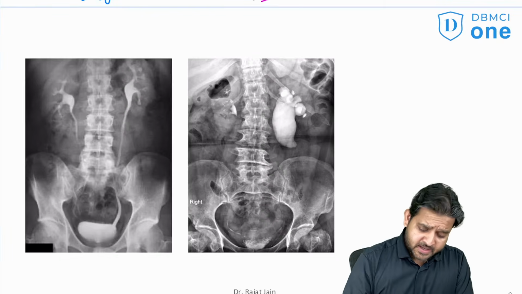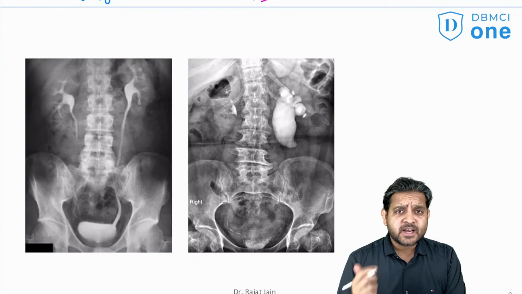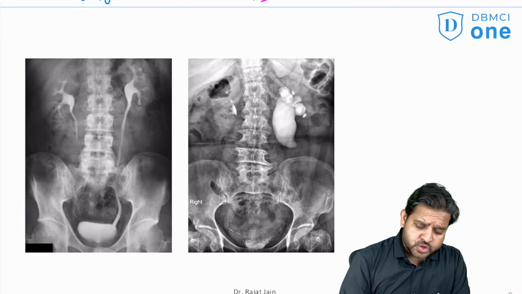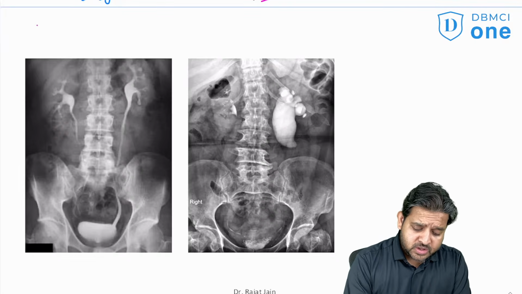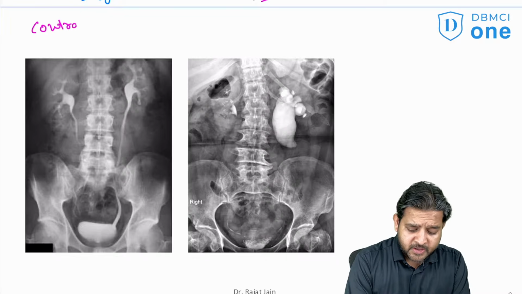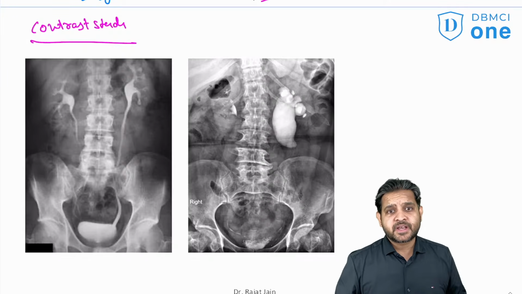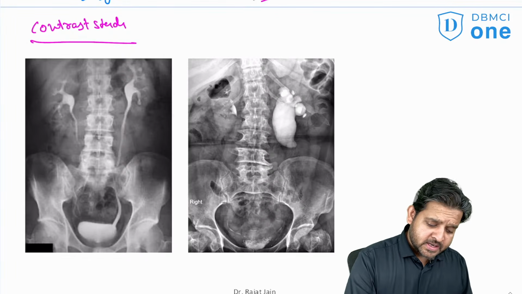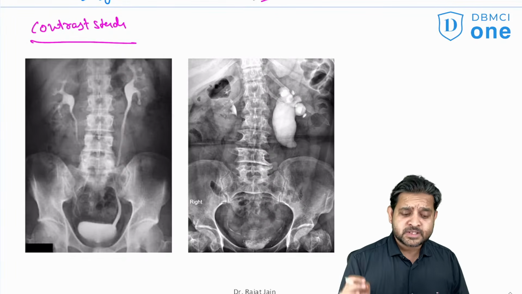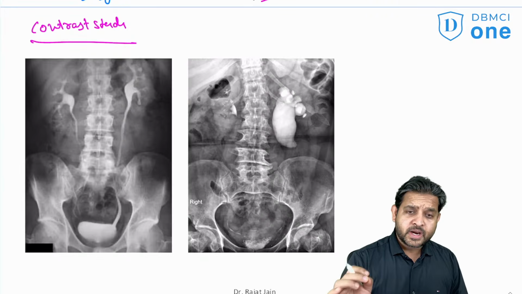Now, see this and tell me what do you think are these images. So your first reply is, I can see a lot of such white things. Let's look at the question. And the question says, what is the name of this investigation? And you say, oh, okay, this is a contrast study. Don't forget, if it's a contrast study, all that you have to look at is where is the dye.